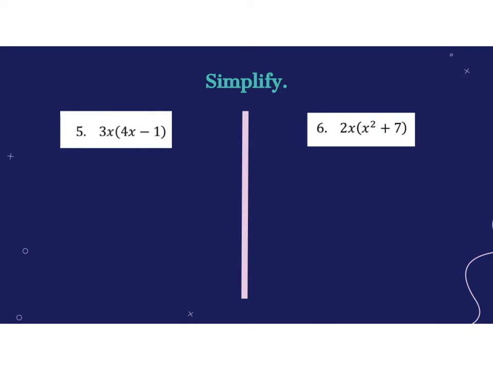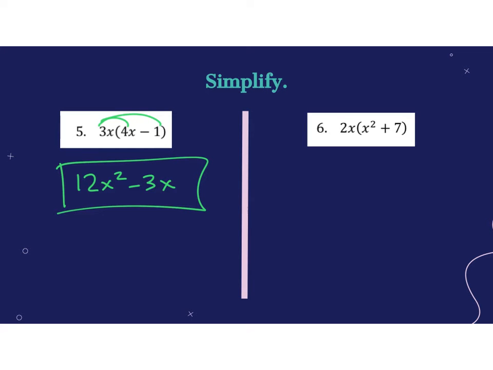Let's take a look at number 5. Here I have 3x times 4x minus 1. So the quantity 4x minus 1 is what I need to multiply by. I have 3x times 4x, which is 12x squared. And then 3x times negative 1 is negative 3x.